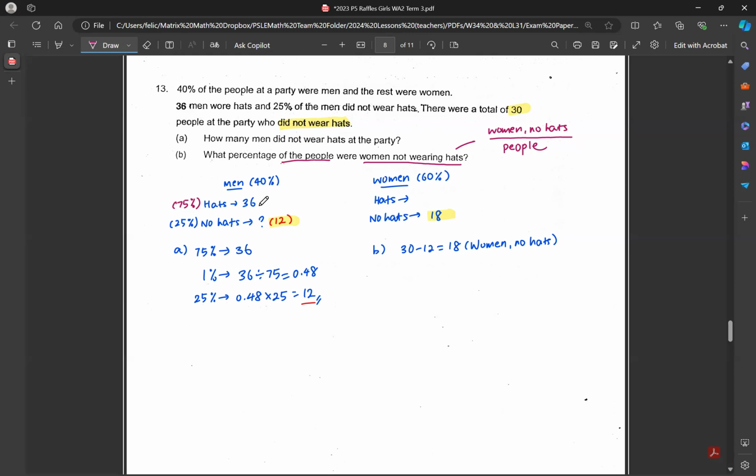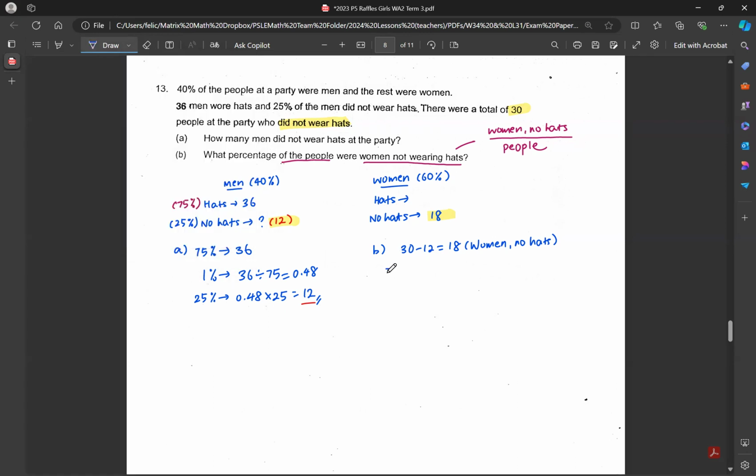So guys, this is where your previous answer, the 1% for men, is helpful. Now, be careful. You cannot straight away say 0.48 times 100, because like I said, this 1% was for only the men percentage, not for the people percentage. Remember previously, 25% of the men, 75% of the men. If you're working out 100% from here, your 100% would be just the total men. So that's what we're going to do. We're going to find out the total number of men.